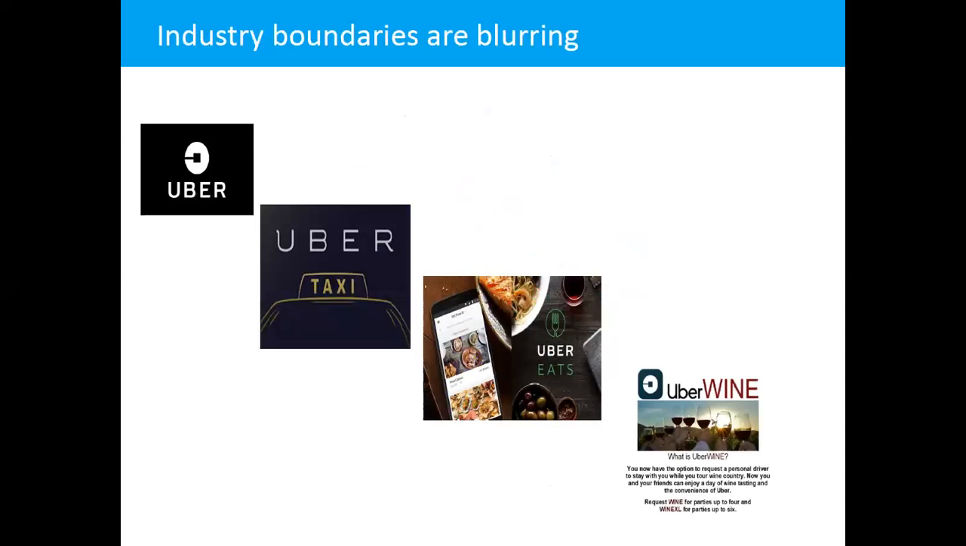Another thing to keep in mind on why this big picture is important is because we are living in an era where industry boundaries are not so relevant anymore. Think about Uber as an example. What we see here is that Uber, with their unique abilities, are playing in completely different industries. In the taxi industry, Uber Eats, the delivery industry, and recently even Uber Wine suggestion. So they don't really play in a specific industry.